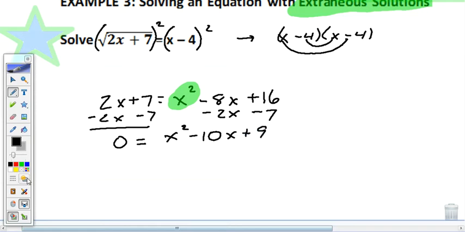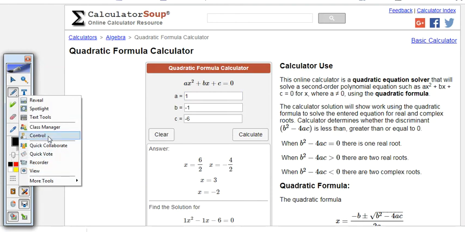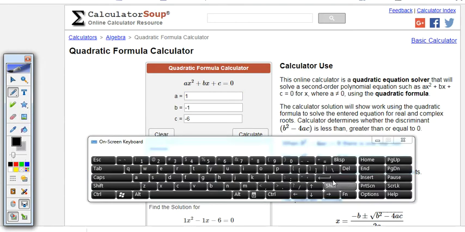Now, I can make you factor this. I can make you write out the quadratic formula, or I can let you use a quadratic formula calculator to find your roots. All right, so let me get there, kids. All right, what was the A value there? 1. What's the B value? Negative 10. Yes. And what's my C value? 9.